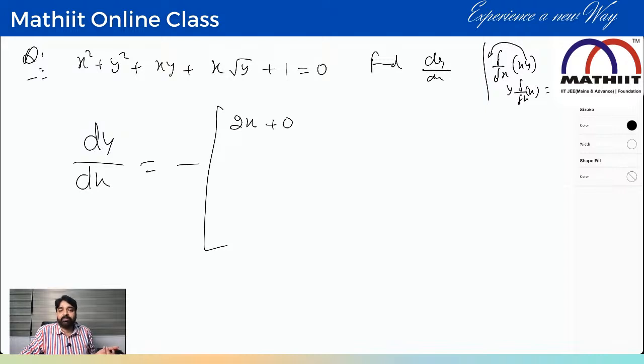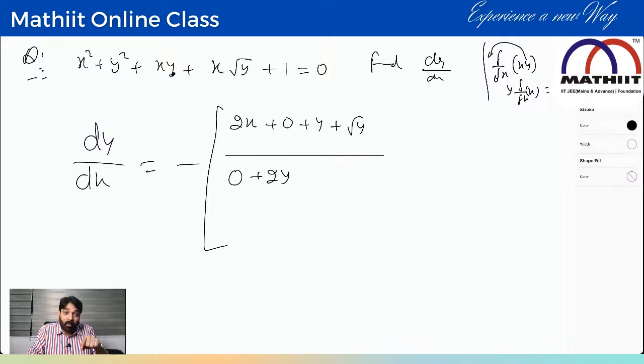Means that is the y, because this value will be 1. So this value will become plus y. Plus this root y will come out. Del by del x is 1. So root y. And this value is 0. Divided by differentiation of this with respect to y treating x as a constant. x square differentiation 0. y square differentiation 2y. xy, now x will come out and y differentiation 1, so plus x.